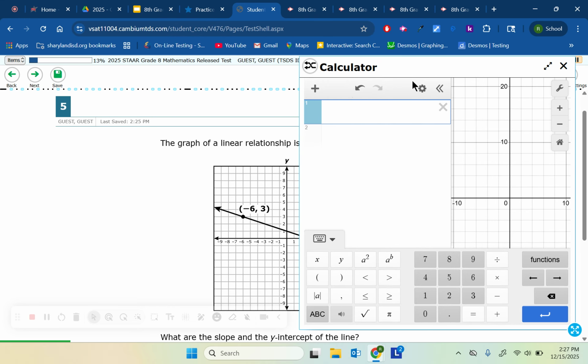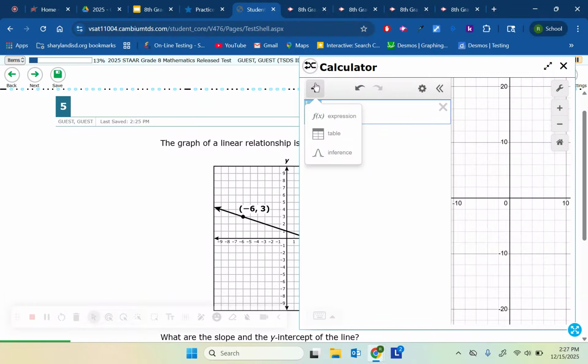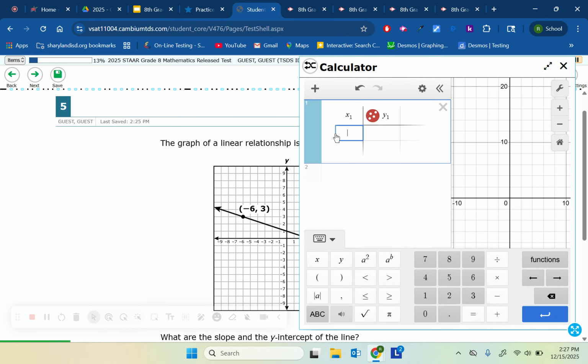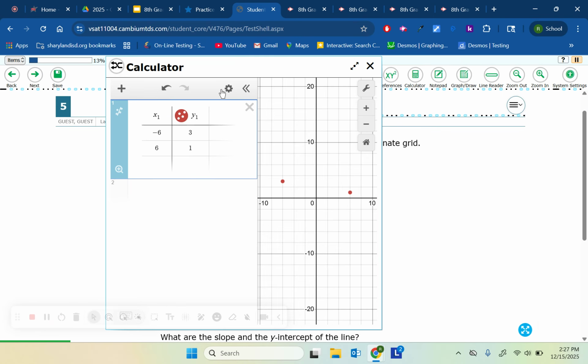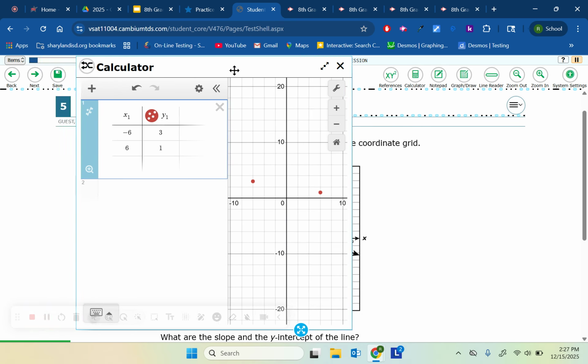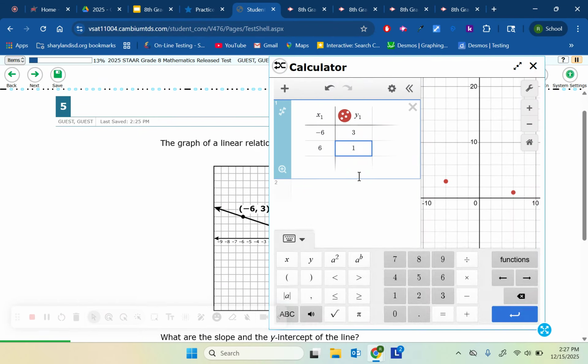The other way to do this problem is this way. I'm going to plug in a table. And I'm going to put -6, 3, and 6, -1. Coordinates that they gave me.